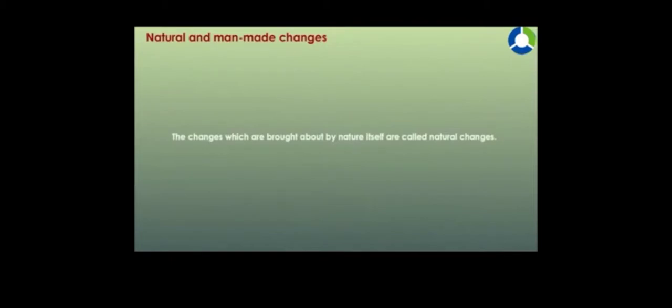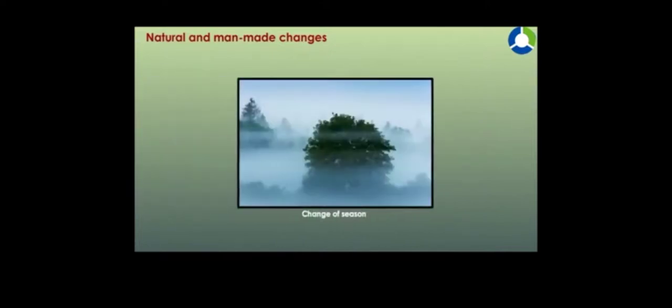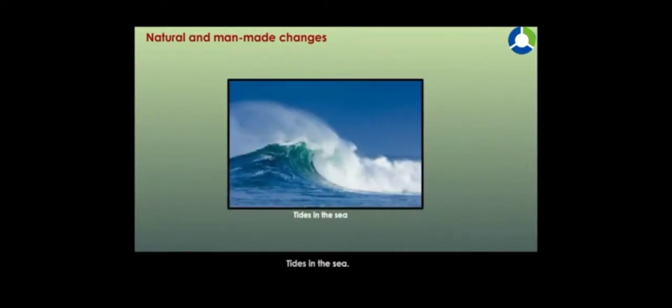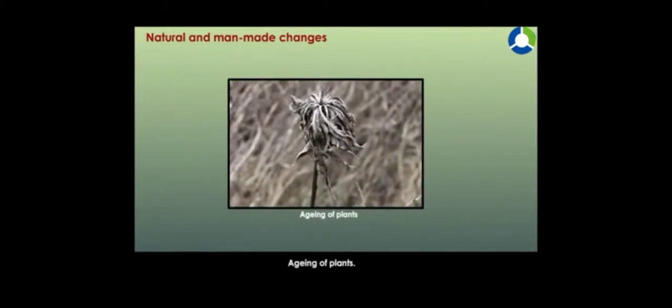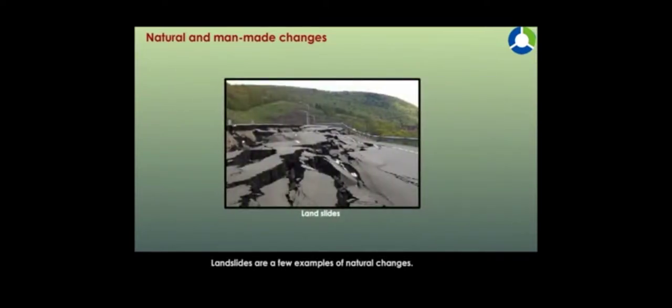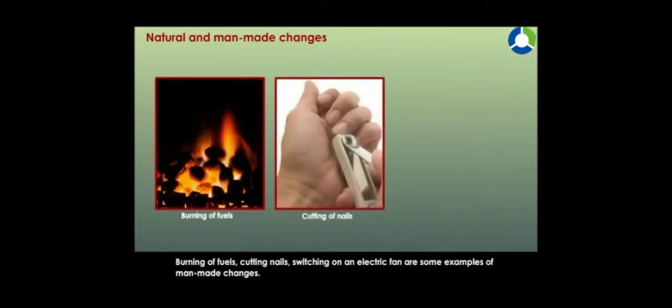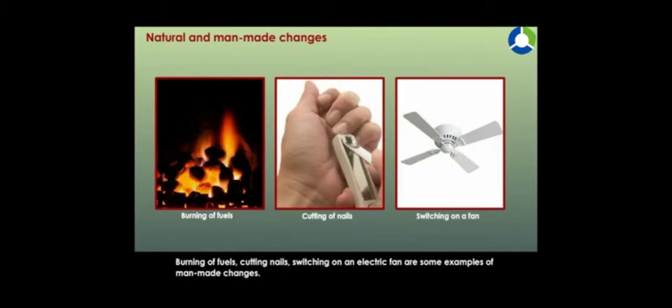And man-made changes. The changes which are brought about by nature itself are called natural changes. These changes are beyond the control of man. Change of season, tides in the sea, aging of plants, landslides are a few examples of natural changes. The changes which are brought about by man are called man-made changes. These changes are under the control of man. Burning of fuels, cutting nails, switching on an electric fan are some examples of man-made changes.